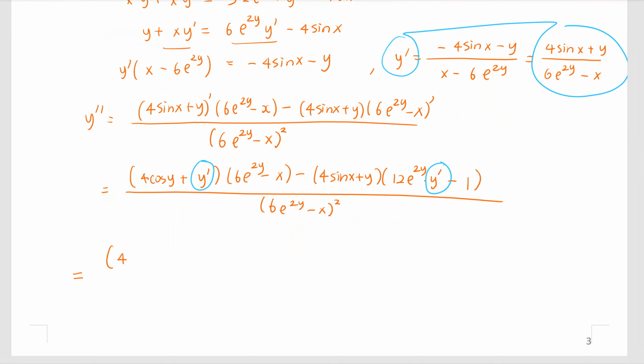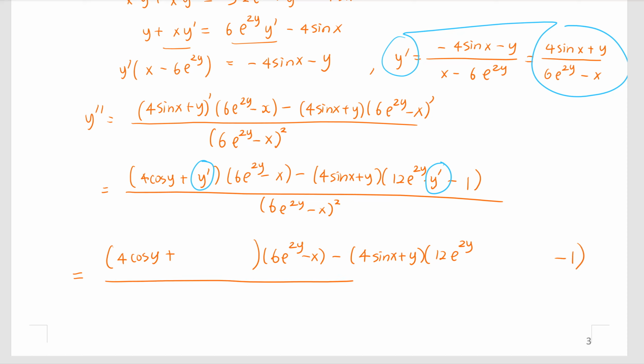So that's 4 cosine y plus my y prime. I'm going to use a different color here. 6e to the 2y minus x minus 4. So don't forget the parentheses. Make sure you put them in the correct place. Y prime, I'll leave it there. And minus 1. All over 6e to the 2y minus x squared.